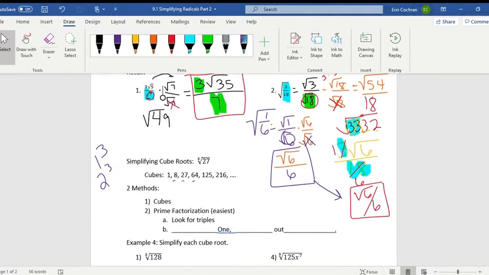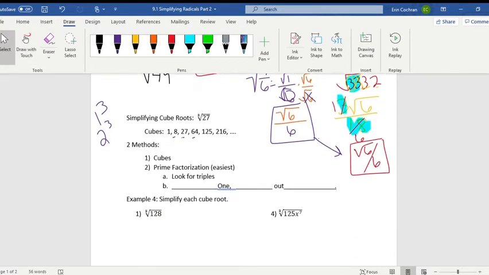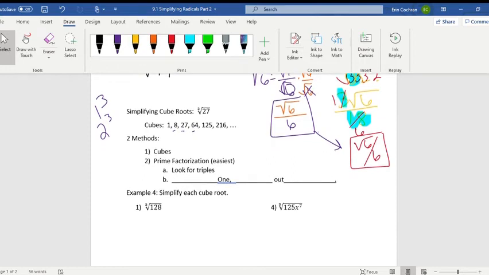Now, once again, simplifying cube roots is the same as square roots, okay? There's 2 methods. We can use our perfect cubes, but a lot of times people don't have those memorized. So I think the prime factorization way is the easiest, okay? Now, the difference here is we're not looking for pairs anymore because my index is a 3, it's a cube root.